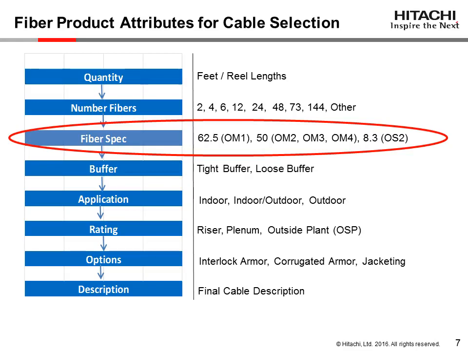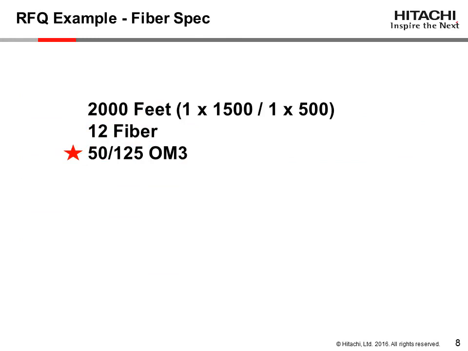Hitachi standardizes on Corning ClearCurve fibers OM2, OM3, OM4, and OS2 for all its cable designs. Note, between the 50 per 125 fiber types, the highest rated fibers can be substituted for lower rated fibers. So an OM3 can be substituted for an OM2, and an OM4 can be substituted for an OM3. In this RFQ example, the fiber size and performance required is 50 per 125 OM3.